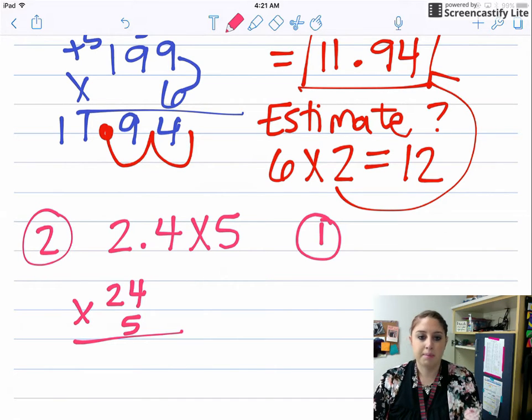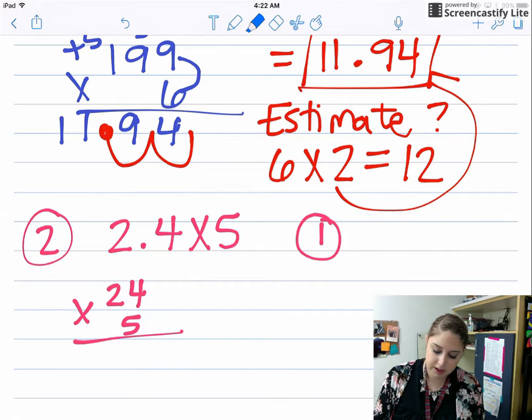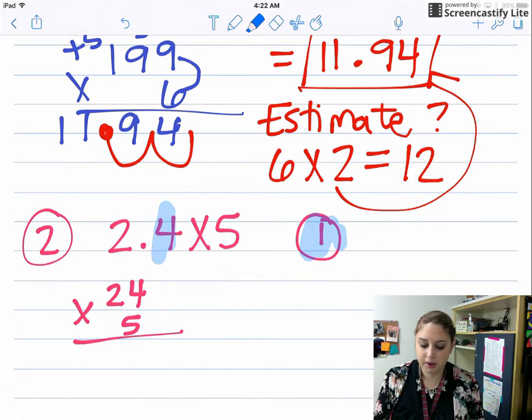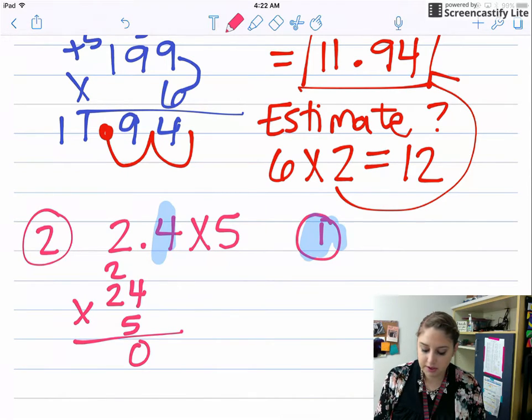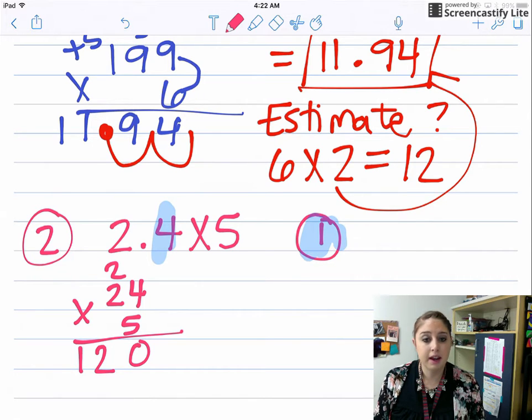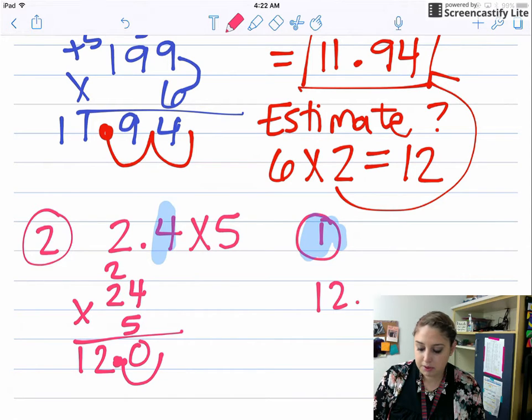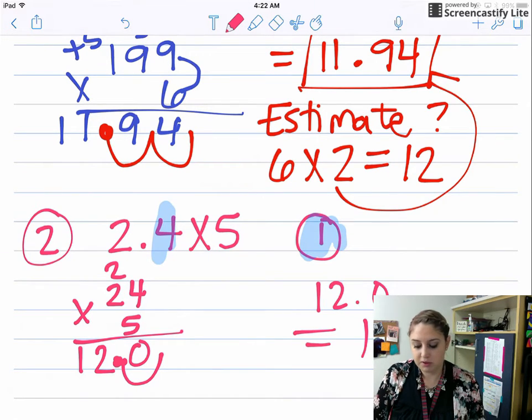Here's how I set it up. I knew that there was 1 decimal place, so this is why I put a 1 over here. I set it up as 24 times 5. I know 5 times 4 is 20, carry the 2. 5 times 2 is 10, plus 2 is 12. And now I know I have to carry the decimal 1. So my answer would be 12.0, which is just 12, right?